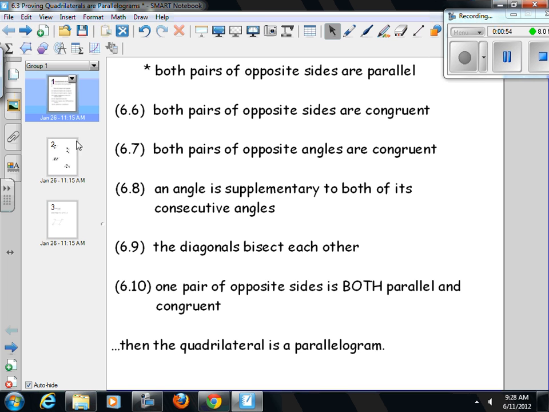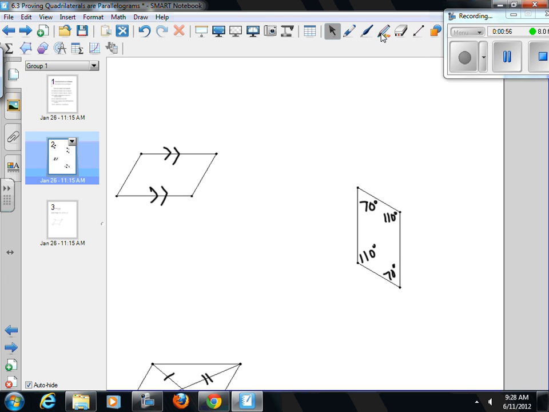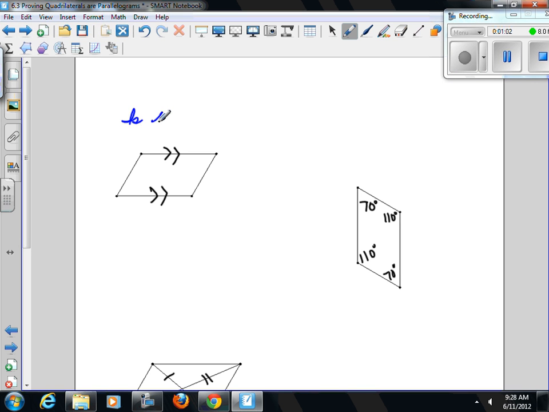So what I'd like us to do now is go to the next page, and what we're going to do is answer this question. Is the quadrilateral a parallelogram?